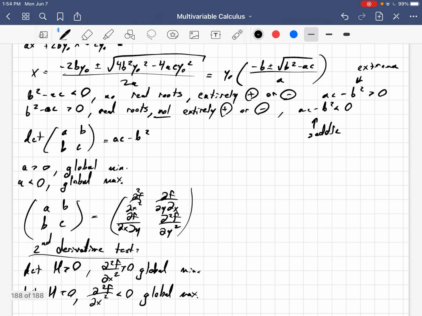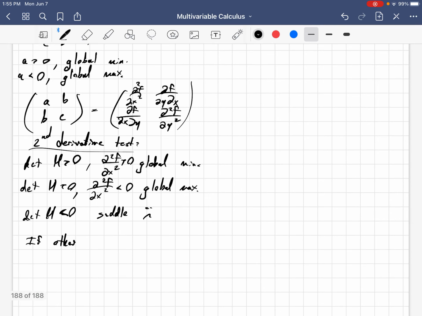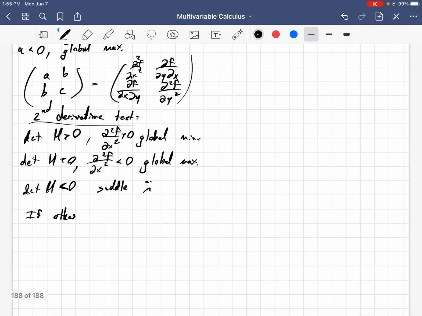If the determinant of H is negative, if ac minus b squared is negative, we have a saddle point, and that's not really something we look forward to. In other words, if the determinant of H is equal to 0, the test fails. We have to use other methods to classify the point in question.